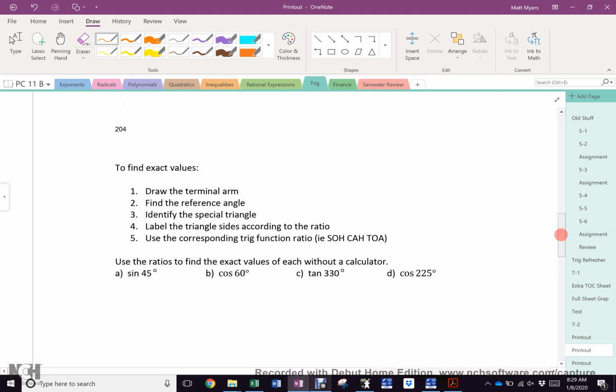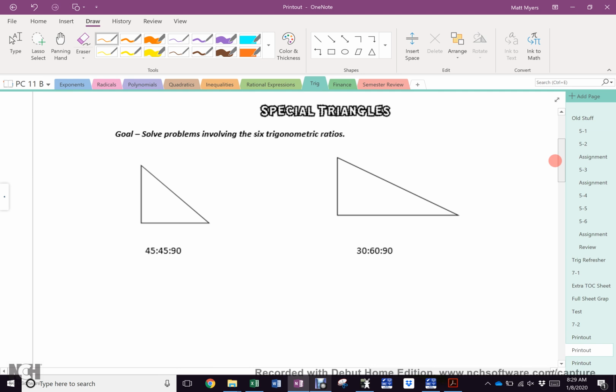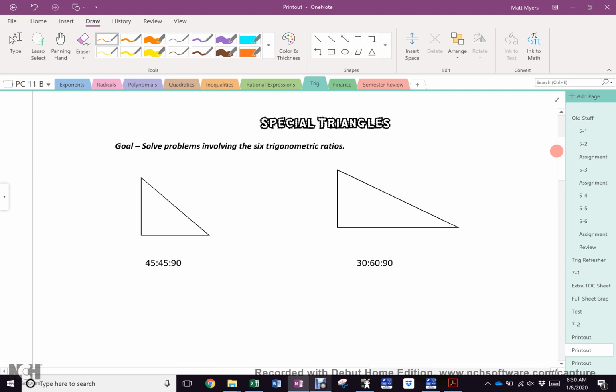Wait a minute. There's what I want. Page 203. That should be what you guys have, yeah? Now, you will notice that every question I crossed off for you had the word special triangle in it, yes? And you will notice we've done a couple of triangles that had 45 degrees in them, yes? Right? Okay, so let's talk about those.